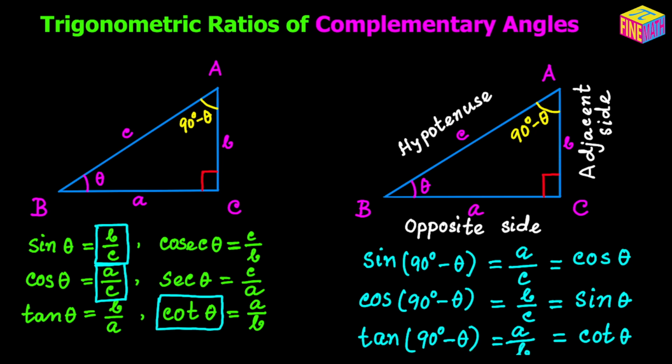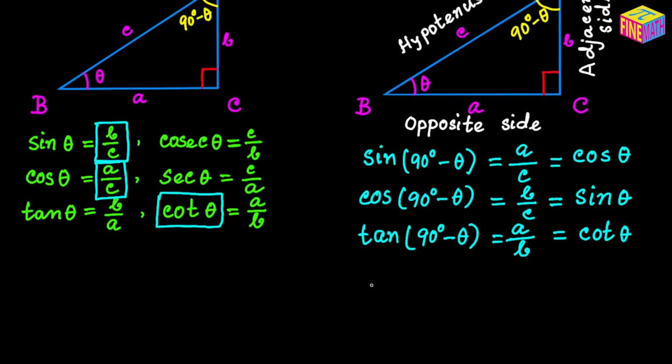Similarly, let's evaluate the other ones. So let's see what would be cosec 90 degree minus theta. Well, cosec 90 degree minus theta would be the reciprocal of sine 90 degree minus theta, which is A divided by C. So cosec 90 degree minus theta would be C divided by A. And then again, I'm going to refer back to our original picture. What is C divided by A? Well, C divided by A is actually sec theta. You can see right here. So cosec 90 degree minus theta is the same as sec theta.